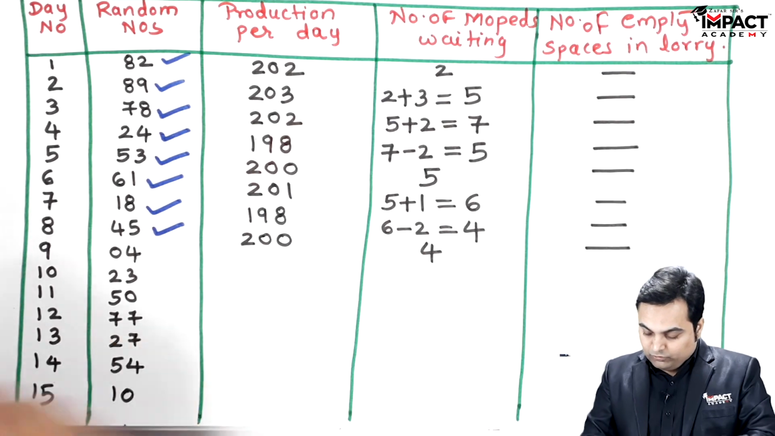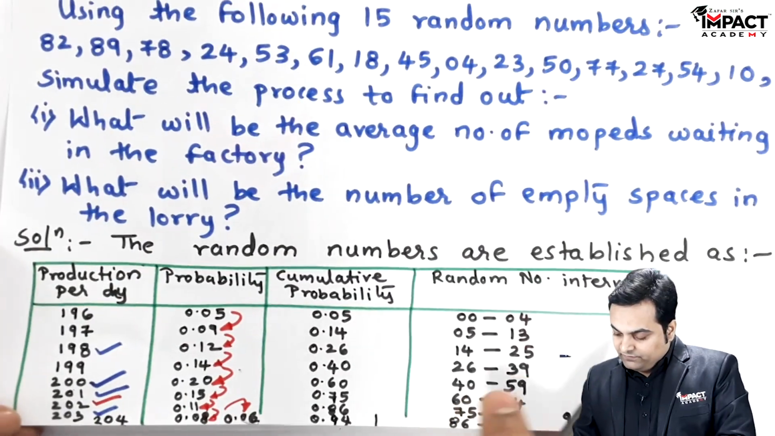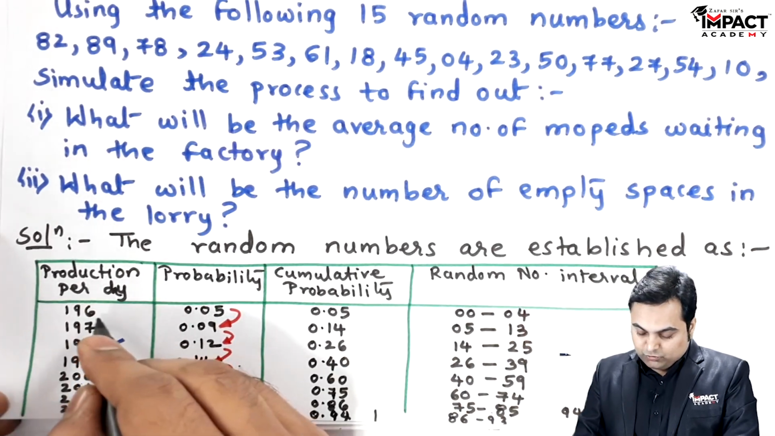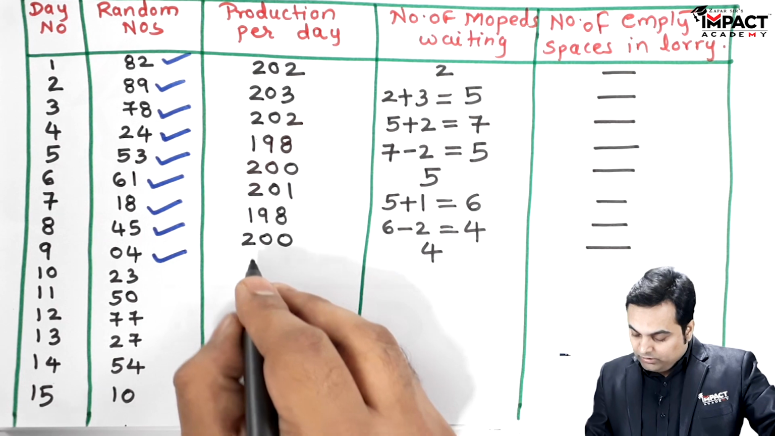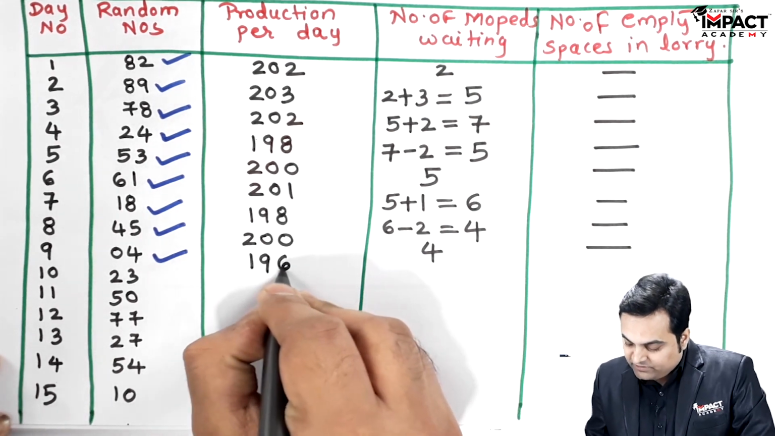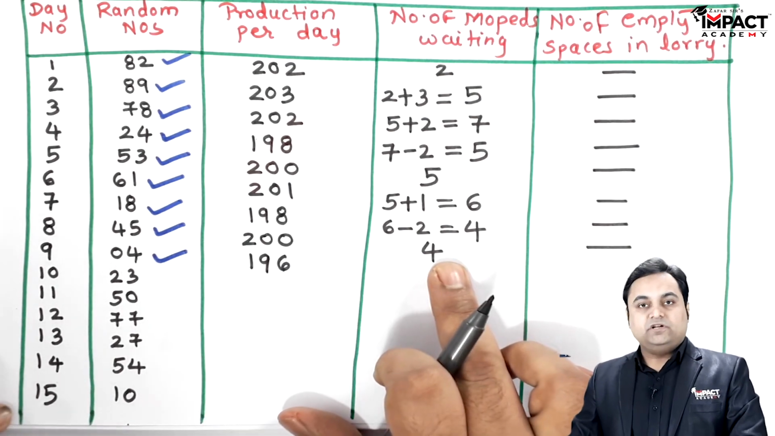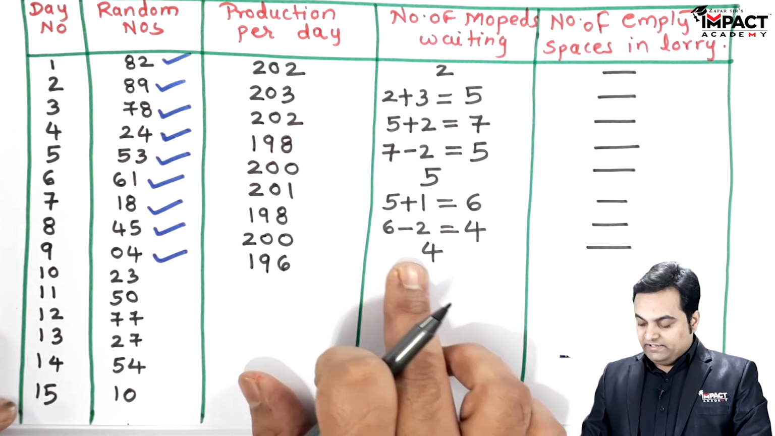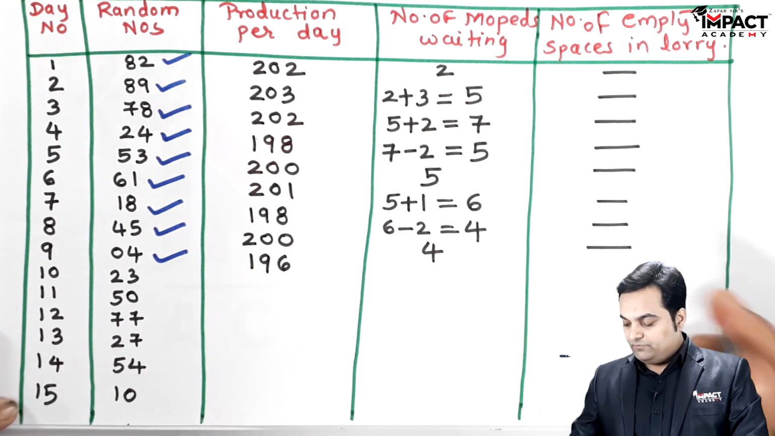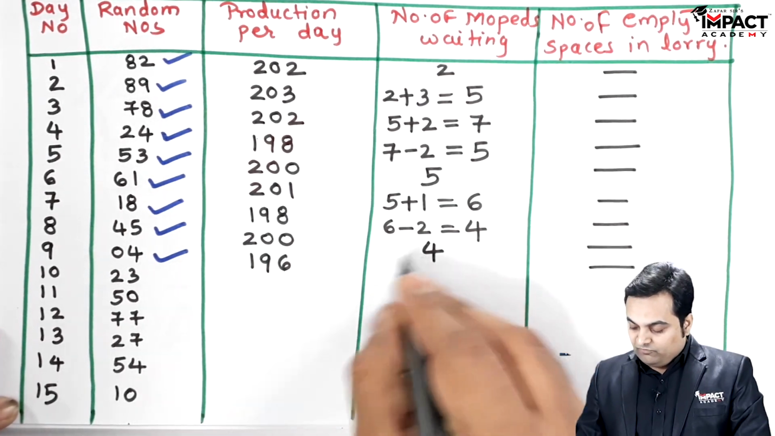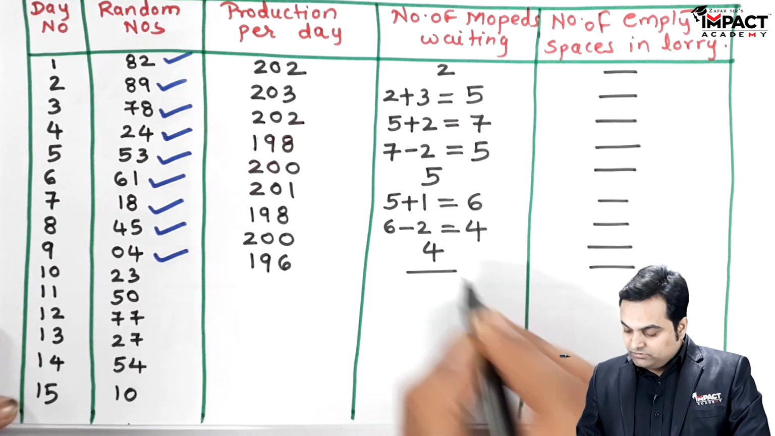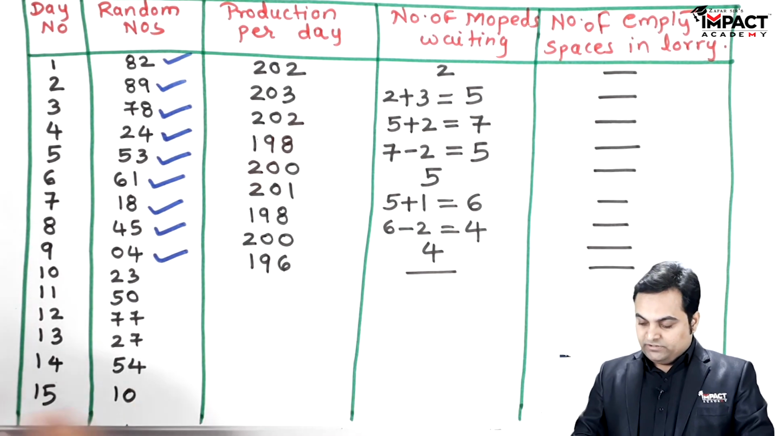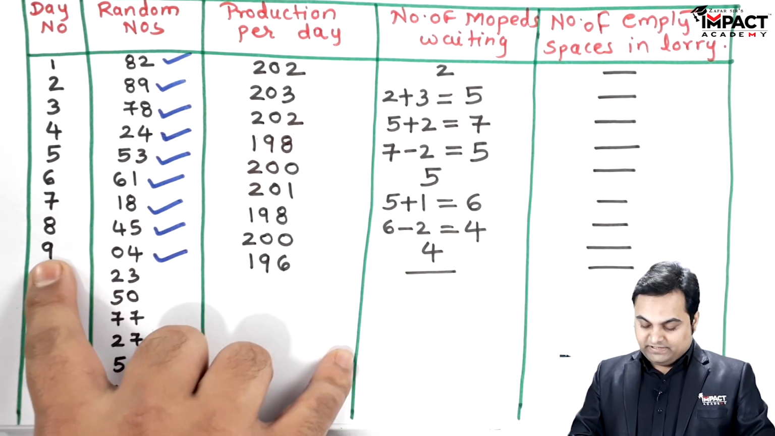Then the number is 4. We can see it is in the first interval, that is from 0 to 4, and that corresponds to 196 production per day. So now it is 196 mopeds which are manufactured. To make it 200, we will give the mopeds which are waiting. 4 mopeds were waiting, so we will add them over here. 196 plus 4, that is 200. All 200 would be transferred. So now the number of mopeds which are left, they are 0. The number of mopeds, they are not waiting. Now we have to start it fresh. That is, no mopeds are waiting now up to the 9th day.